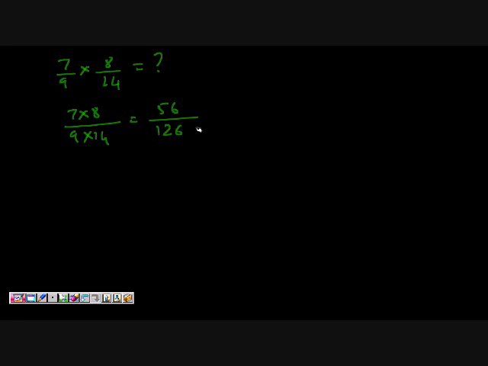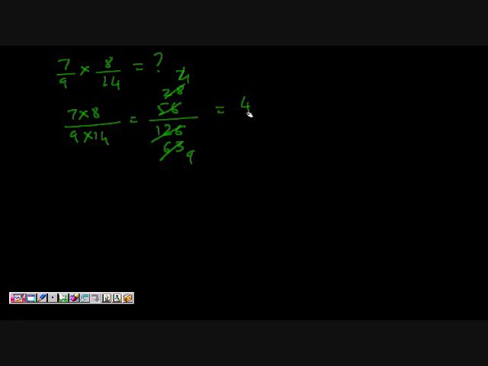Each of these is a multiple of 2, so we can write 2 goes into 56 28 times, and 2 goes into 126 63 times. Now 28 and 63 are multiples of 7, so we can write 7 goes into 28 4 times and 7 goes into 63 9 times, so it is equal to 4 by 9.